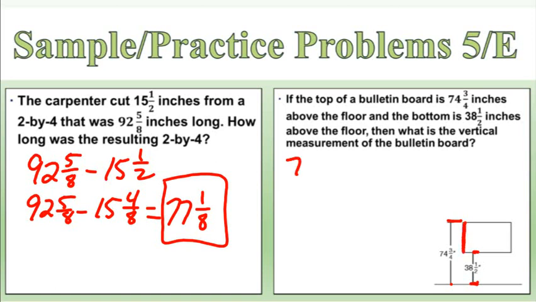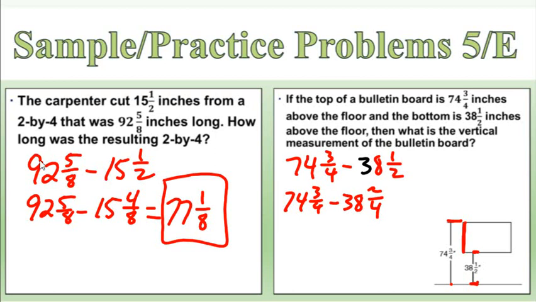So if I take 74 3/4 and I subtract my 38.5, I should get that middle piece. I need common denominators. So 74 3/4, because fourths is the common denominator, minus 38 2/4. So 74 minus 38 would give us an answer of 36. 3/4 minus 2/4 would give us 1/4 inches.